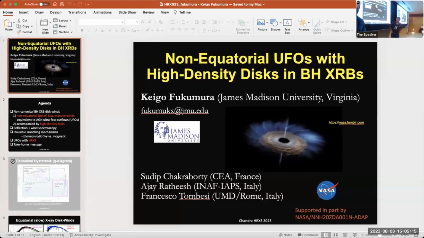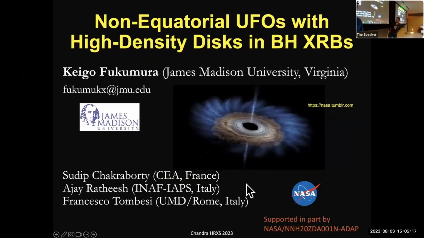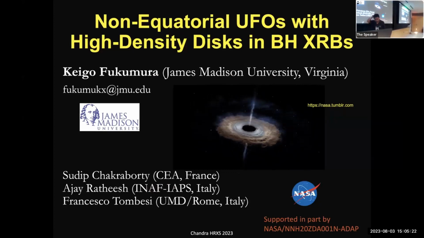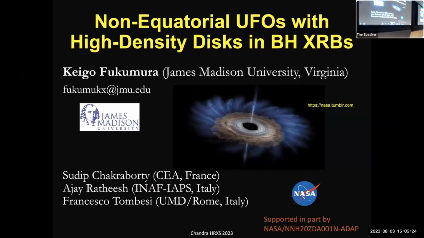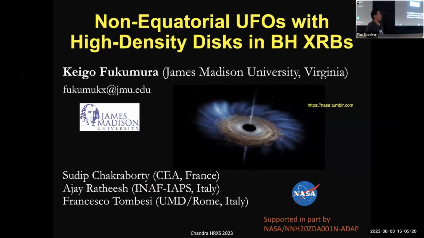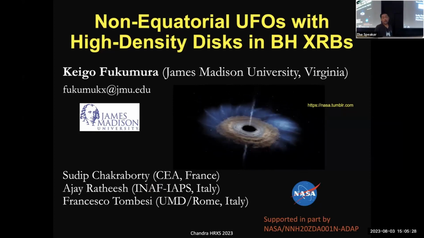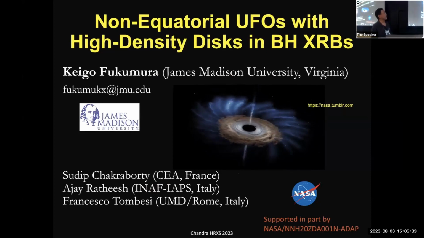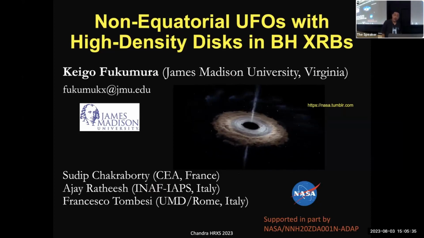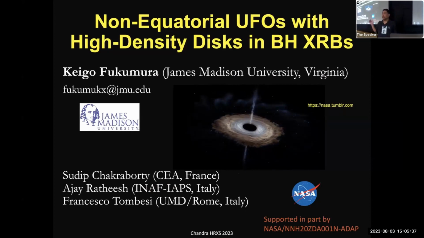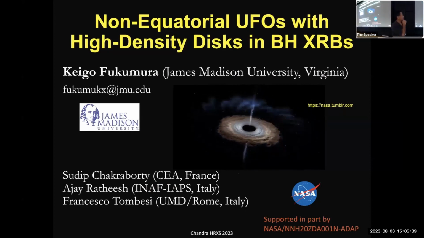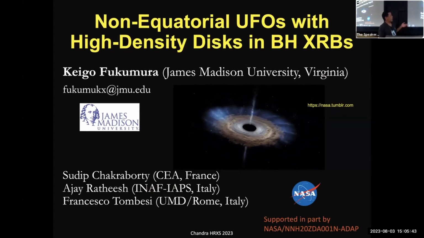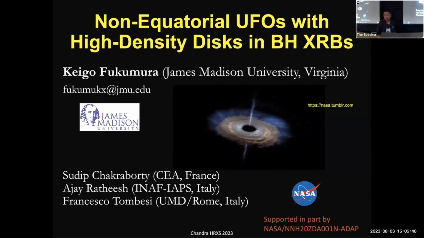Okay, my name is Keigo Fukumura from James Madison University. First, I want to thank the organizer for giving the opportunity and everyone for staying till the end. I'm going to share a little bit about our recent work about the non-equatorial fast outflows in black hole transient sources, which may be accompanied by really, really high density accretion disks. And these are my wonderful collaborators. Most of the heavy lifting work has been done by Sudeep and Ajay.